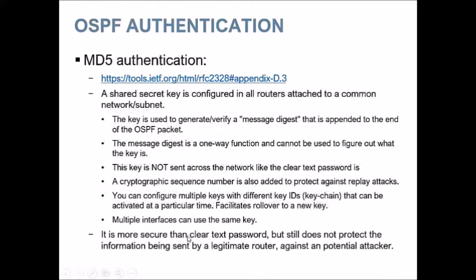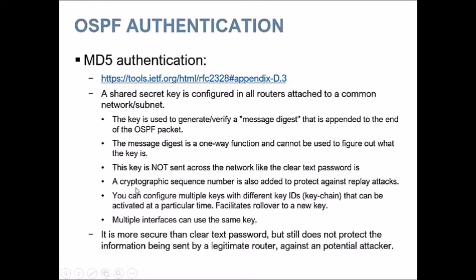So very likely what you're going to be configuring is MD5, which is also described in RFC 2328. It's basically a shared secret key that is configured on the routers in a common subnet or network. This key is used to generate a message digest, a hash, that will be appended to the OSPF packet. This message digest is a one-way function, so it cannot be used to figure out what the key is. And because we are generating the hash and sending the hash, the key is never sent across the network. So even if a person is connected to the network and capturing traffic, that person will not be able to obtain the key and pretend to be an authorized router.